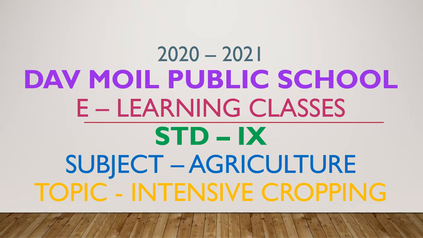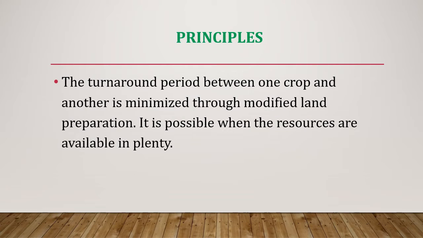Subject: Agriculture. Our today's topic is intensive cropping. Principles. The turnaround period between one crop and another is minimized through modified land preparation. It is possible when the resources are available in plenty. Example, garden land cultivation. Cropping intensity is higher in the intensive cropping system. Crop intensification techniques include intercropping, relay cropping, sequential cropping, ratoon cropping, etc. All such systems come under the general term multiple cropping.